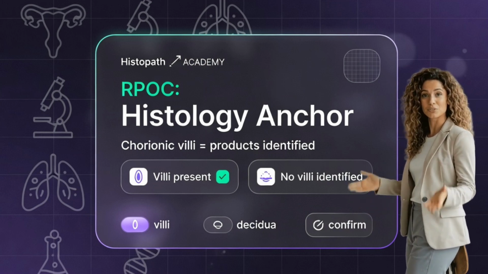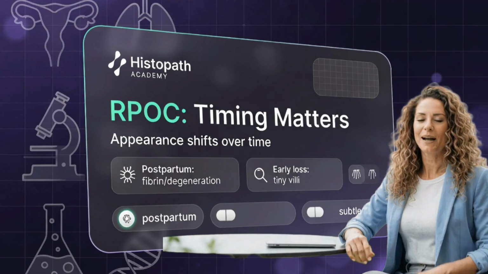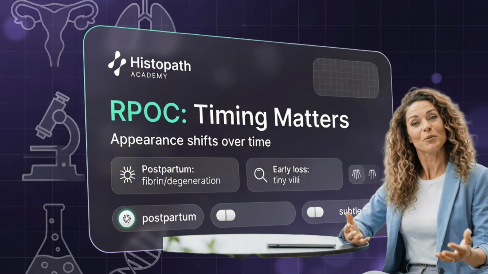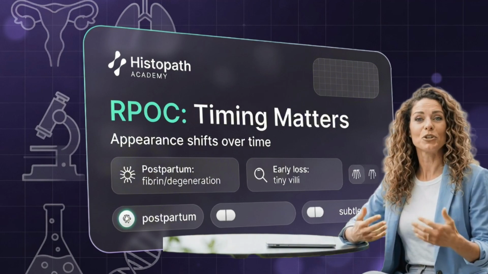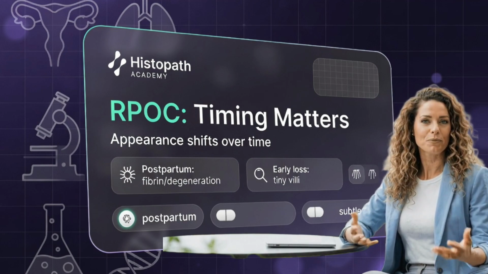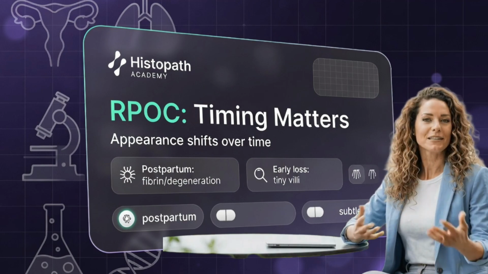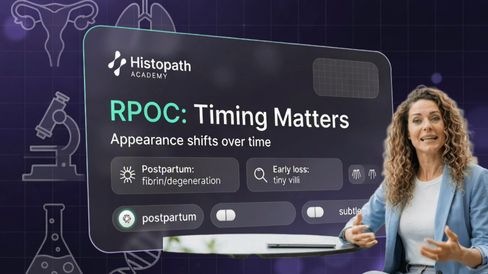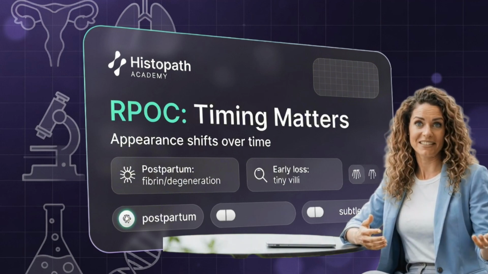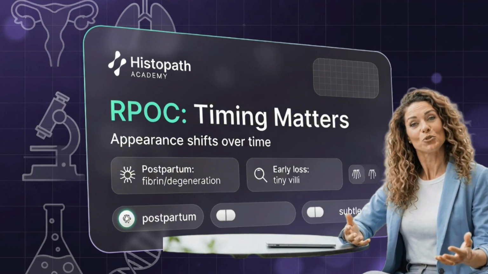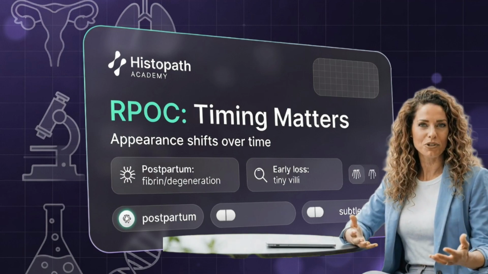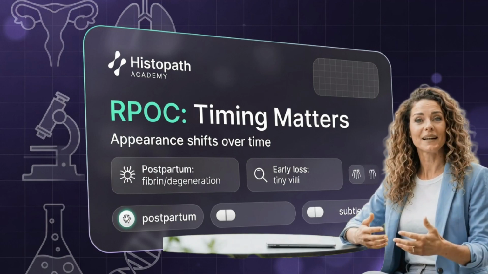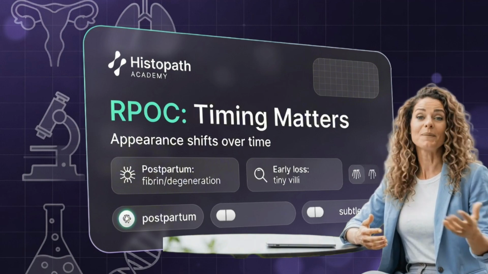Postpartum tissue doesn't look like early loss. Timing changes the look after delivery. Retained tissue can be degenerate, necrotic, fibrin-rich. So villi may be subtle. In early pregnancy loss, villi can be tiny and easy to miss. Your discipline stays the same. Hunt for true villus architecture. Next, let's cover the common mimickers that create false positives and unnecessary procedures.